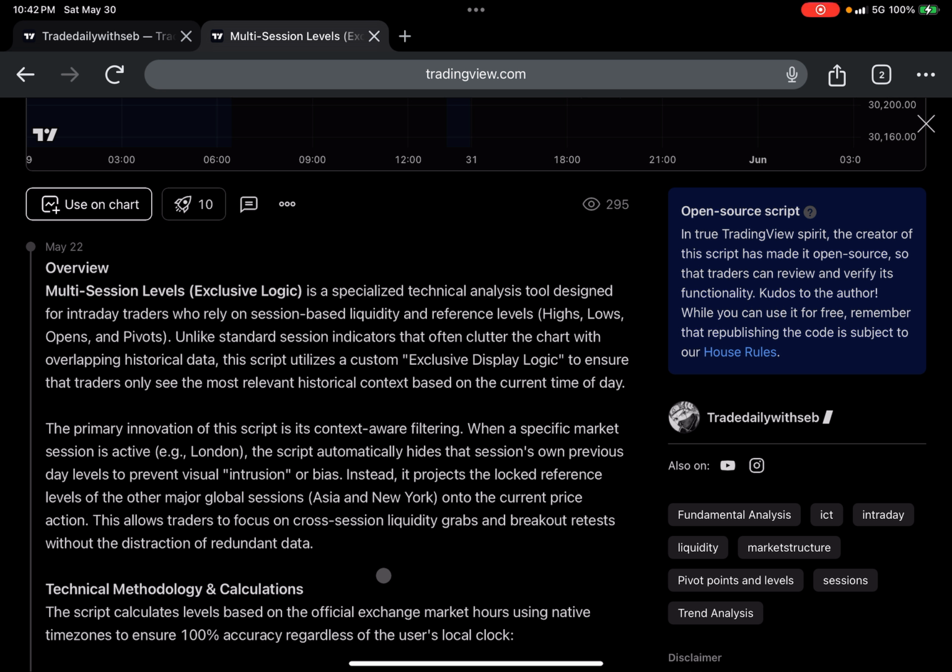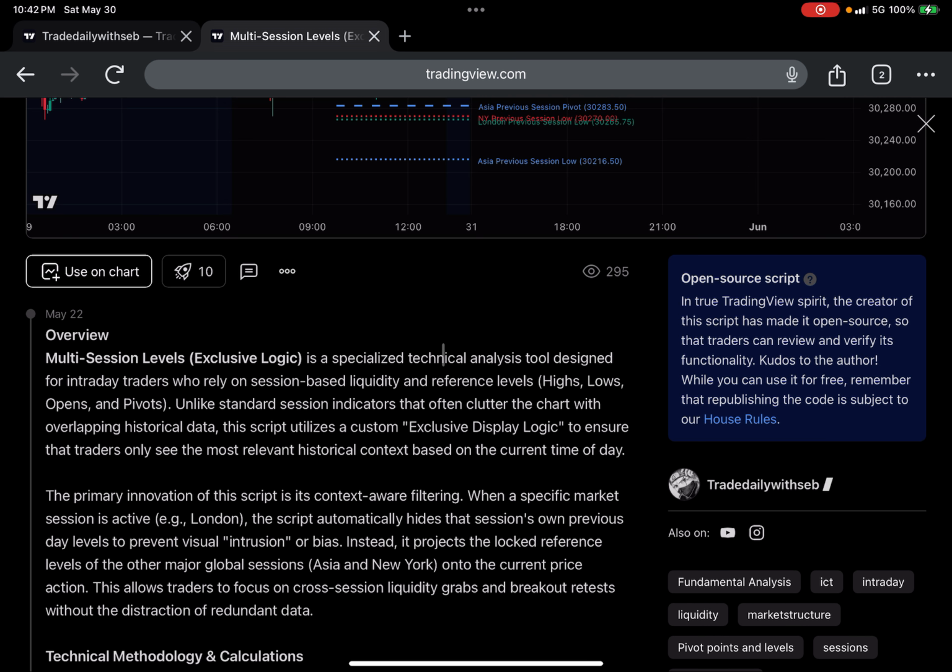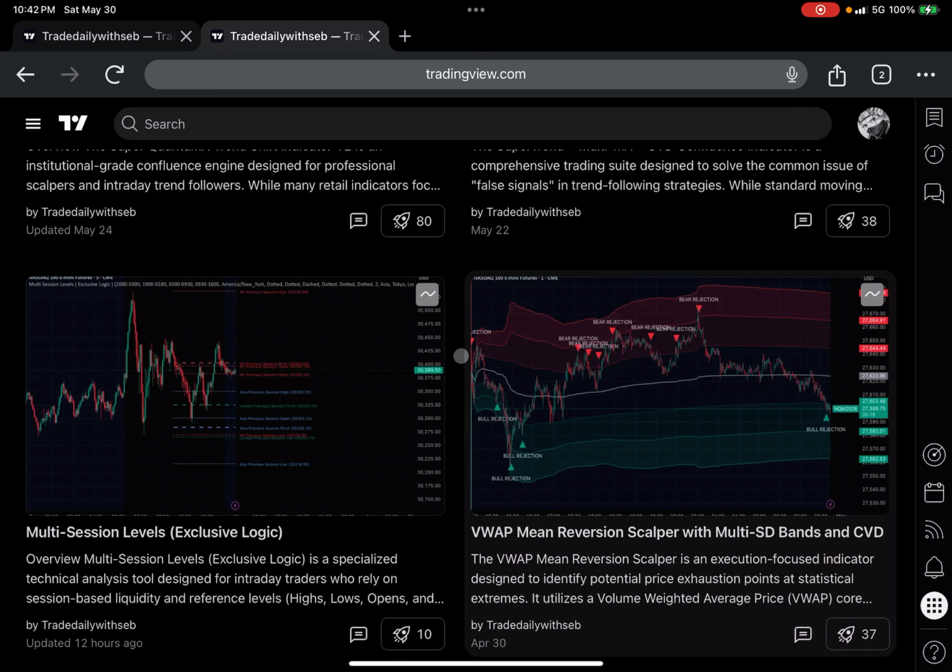That's equivalent to basically, my time frame is like 5 p.m. is when Tokyo session opens. But yeah, that's pretty much it for that. You can also use this VWAP mean reversion scalper with multi SD bands and CVD.